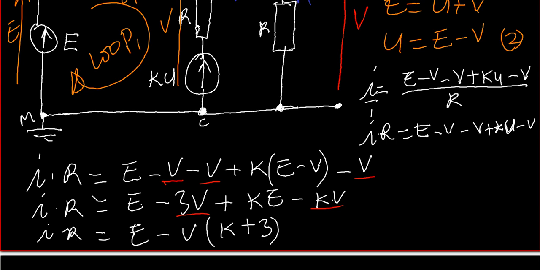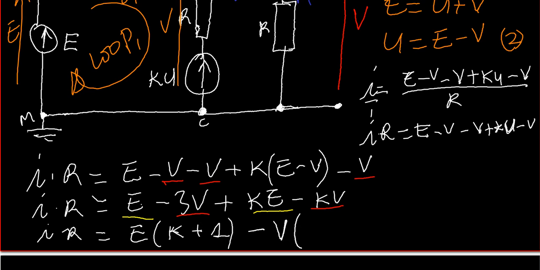And here as well as here, I also have a common factor, this one and this one. Let me take it back again. I was saying that I have the common factor here as well as here. So we are going to have E bracket open, here we take K first, plus 1, minus V bracket open, V, it will remain K plus 3. I hope that I have not changed anything.